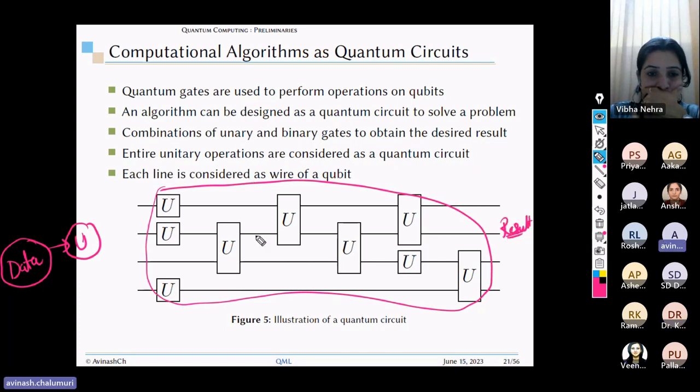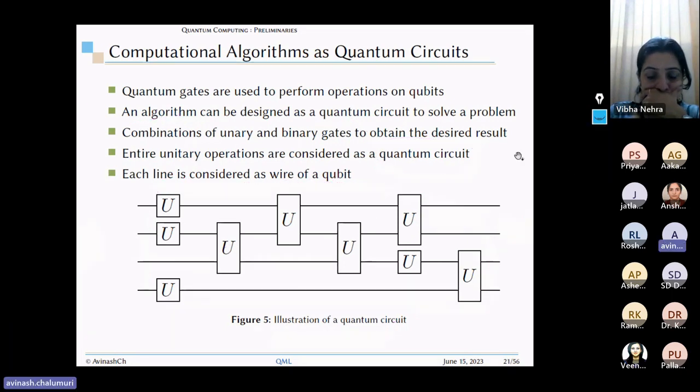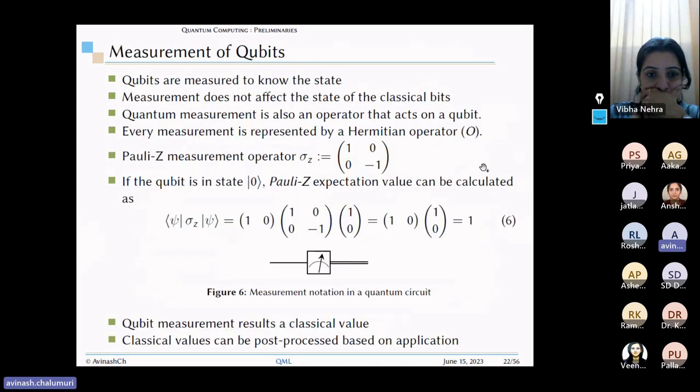So that is the idea of a computational algorithm. You have an algorithm, and you design it as a quantum circuit to solve a problem. Each line is considered as a wire and the entire set of unitary operations is considered a quantum circuit. So this is an illustration of a complete quantum circuit. We'll be looking at multiple quantum circuits.